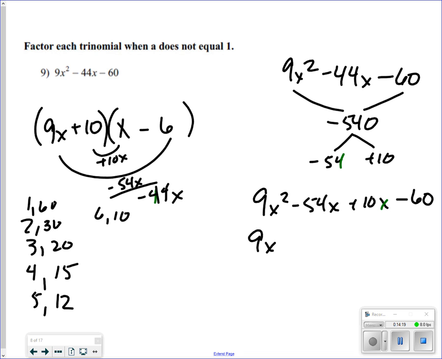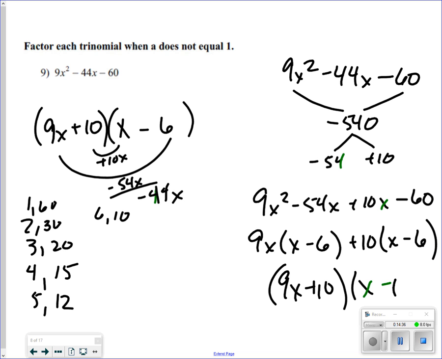Take the GCF of the first two. So again, they're both divisible by 9, and I can take an x away from both. GCF of the second two. And so I group the GCFs and keep what's the same. Next one.